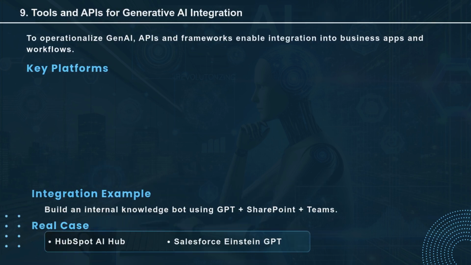This slide shows key platforms and APIs used to integrate generative AI into business systems. Categories include text, images, code, frameworks, and deployment, each with common tools like OpenAI API, Stable Diffusion, LangChain, and Streamlit. Example integration: building an internal knowledge bot using GPT with SharePoint and Teams. Real-world use cases include HubSpot AI Hub and Salesforce Einstein GPT.